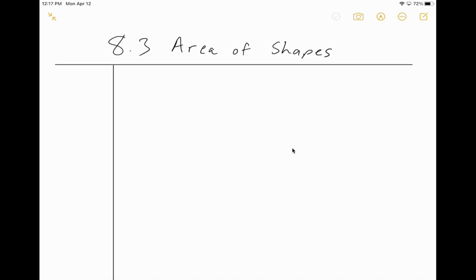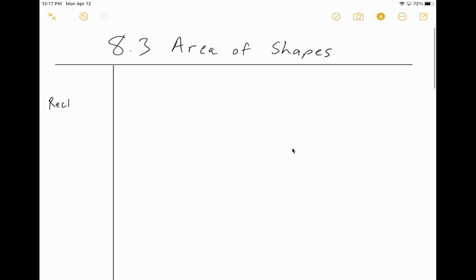Well, we're going to be able to find the area of those. But in order to do those, we need to be able to find the area of the rectangle and the area of the triangle. So that's what we're going to work on today, just those individual shapes. And then by tomorrow, we'll be able to put them all together. So let's start with the most basic shape in terms of area, which is the rectangle.